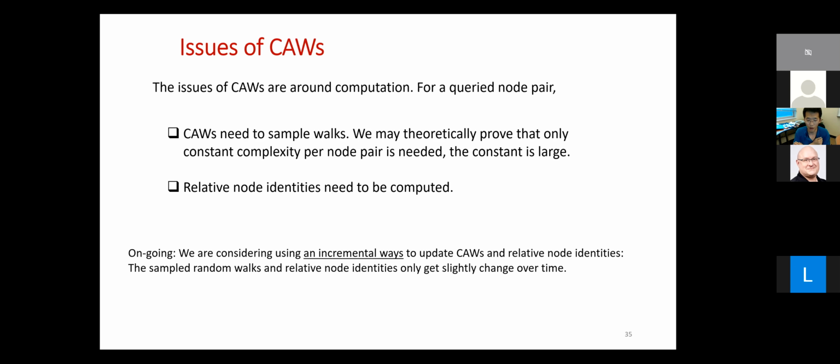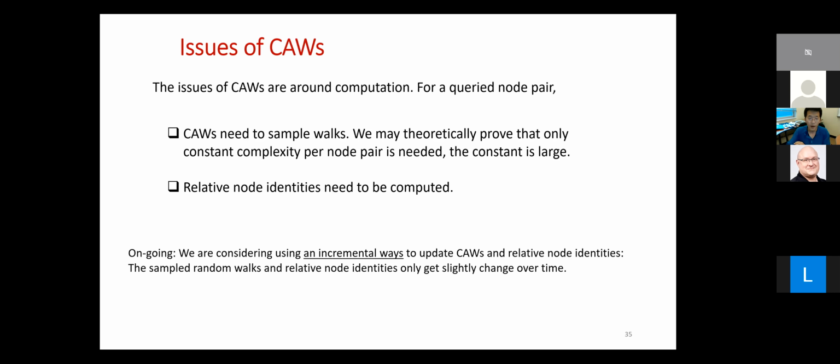Right now we are working on a new pipeline that tries to accelerate the computation of the CAW model. Our idea is based on an incremental way to update CAW. So not for every queried node pair do we need to do sampling; instead we update the node representation, this sampling procedure and the relative node identity computation, in an incremental way, so that we may expect some computation efficiency gain.